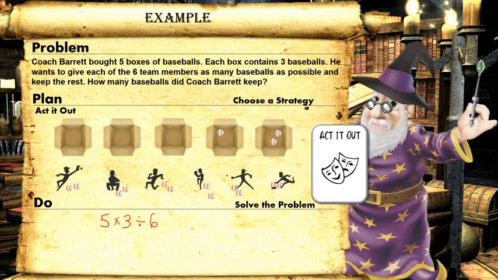Well, 5 times 3 is 15, then 15 divided by 6. But 6 doesn't go into 15 evenly. We know it goes into 15 2 times, but that would be 12, so that means there's 3 left over. So in our problem, each player got 2 baseballs, and there were 3 remaining. So that means Coach kept 3 baseballs.